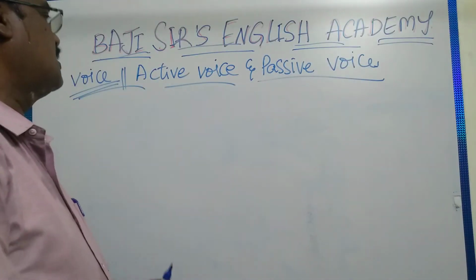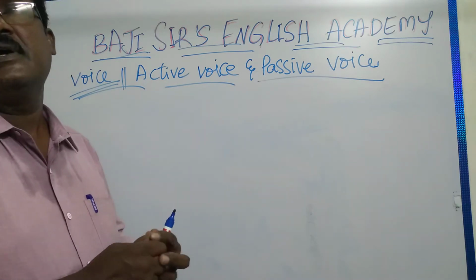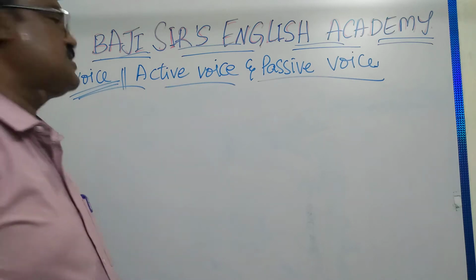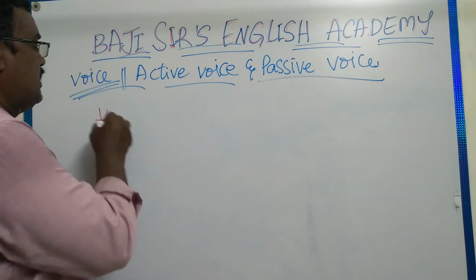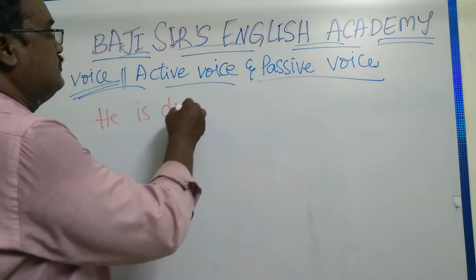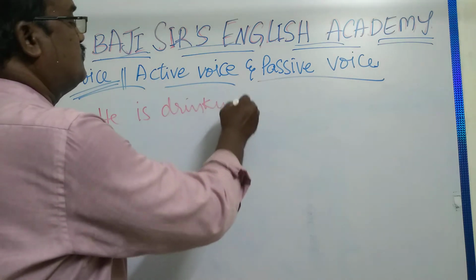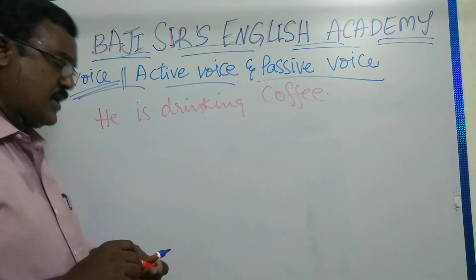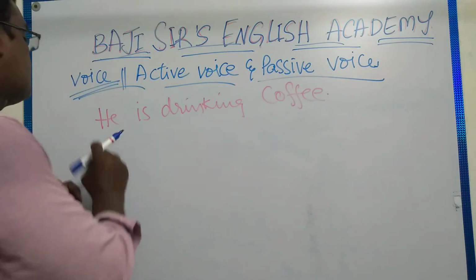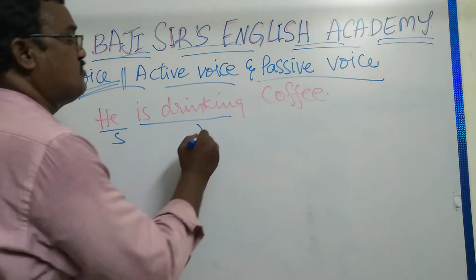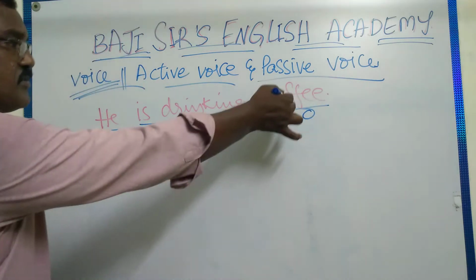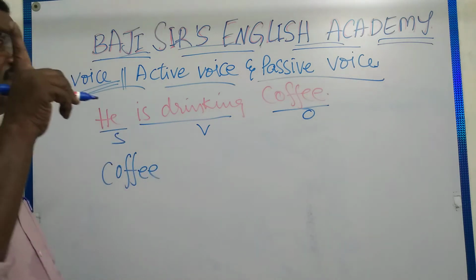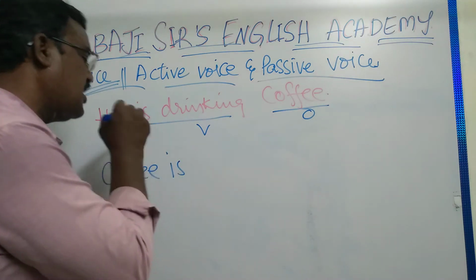Now my dear students, we are going to change a sentence from active voice into passive voice when the sentence is in continuous tense. For example, see here: he is drinking coffee. This is active voice because the subject does something. This is the verb form, this is the object. According to the rule, the object became the subject. Coffee means one, singular, so automatically is only we have to write.